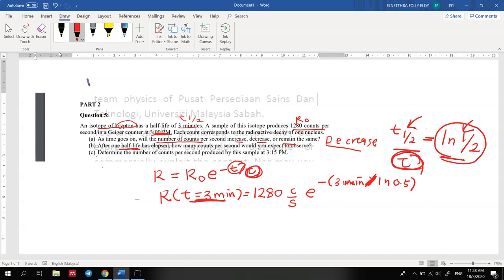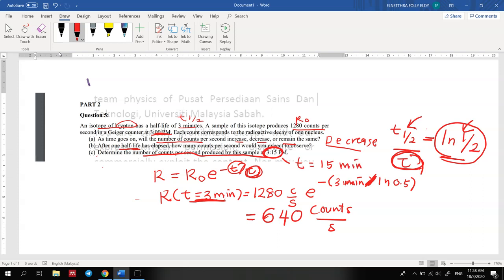Now substituting, you already substitute everything, calculate it through your calculator, you're supposed to get the new number of counts after 3 minutes equal to 640 counts per second. So this is the answer for B. Now, question C asks you to determine the number of counts per second produced by this sample at 3:15 p.m. So this is after 15 minutes.